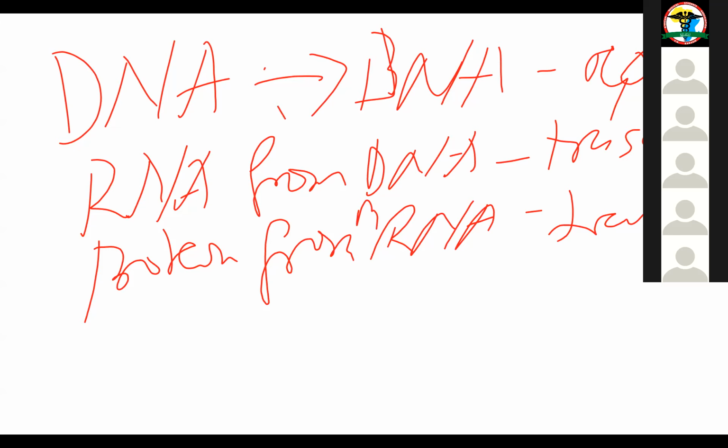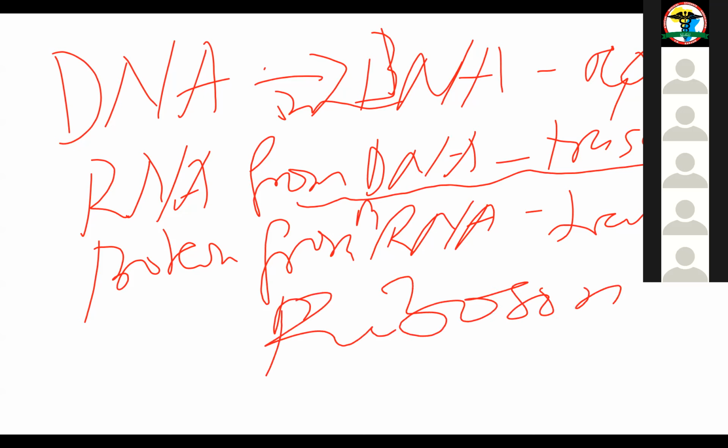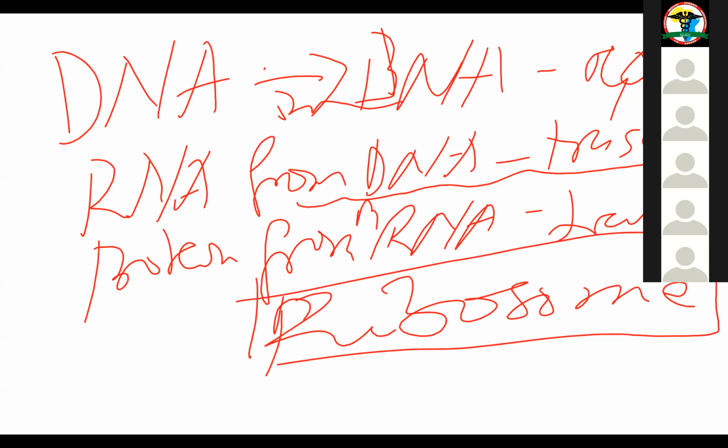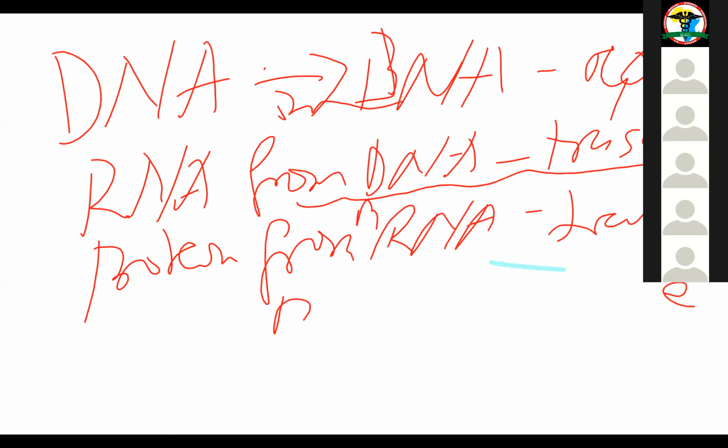The enzyme involved in replication is DNA polymerase. The enzyme in transcription is RNA polymerase. For translation, there's no enzyme particularly involved, but there's a structure involved called ribosomes. The unit of the ribosome and how translation is done, we are going to talk about in the next class.